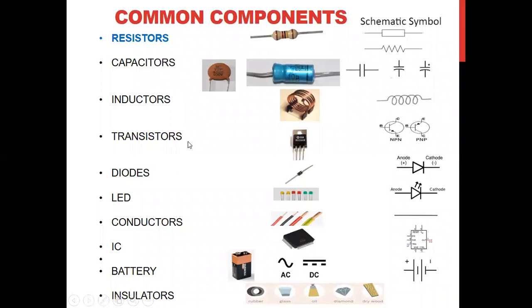Inductors is a coil, transistor, this is an active device, diodes, light emitting diodes, conductors or the cables, the circuit symbol is like that. ICs, integrated circuits, also, sometimes they are active. And battery or the generator, they are active components. Insulator, to insulate the conductors to avoid any kinds of injury.